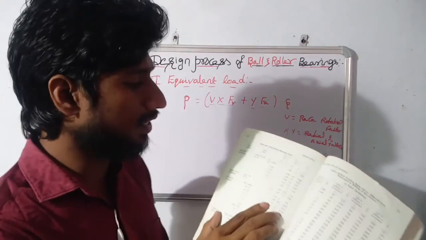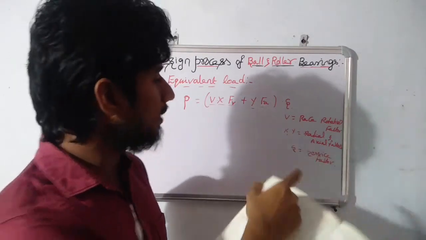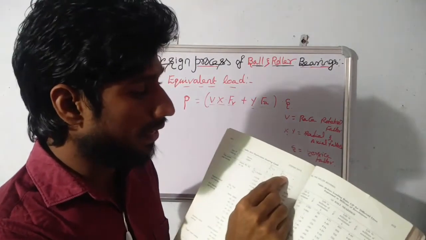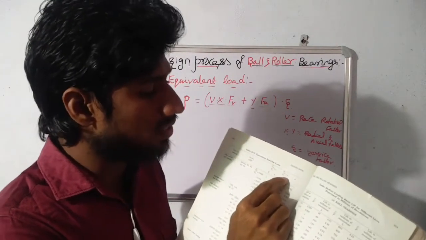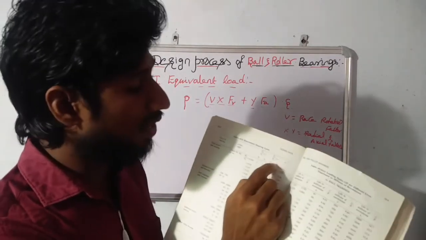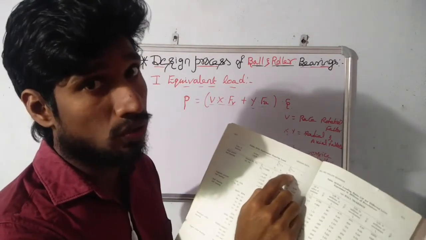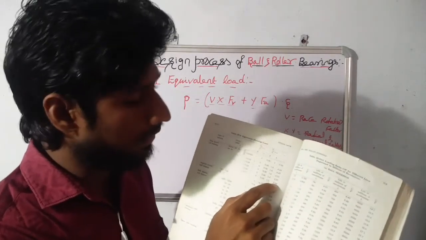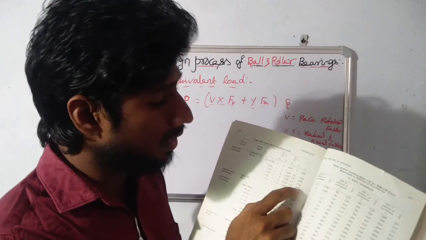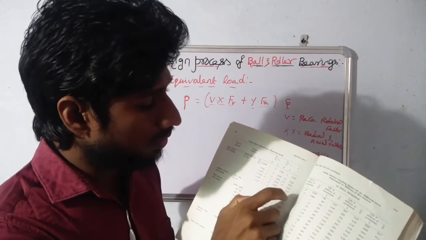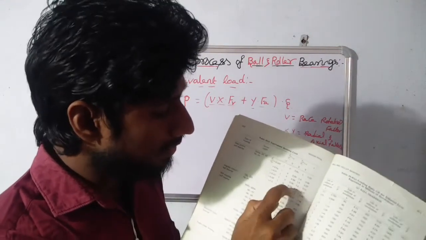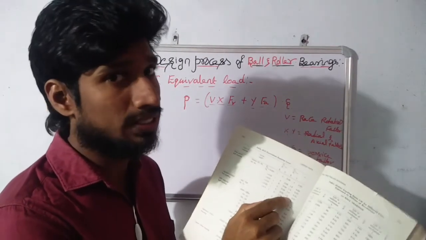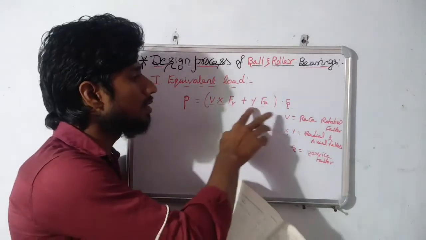Based on this, how do we consider the X and Y values? For that purpose we take the ratio of axial load to radial load. With the help of that ratio we compare against e. For example, here I consider FA by FR equal to 0.37. At this condition we consider the X and Y values. So this is about the consideration of X and Y values.